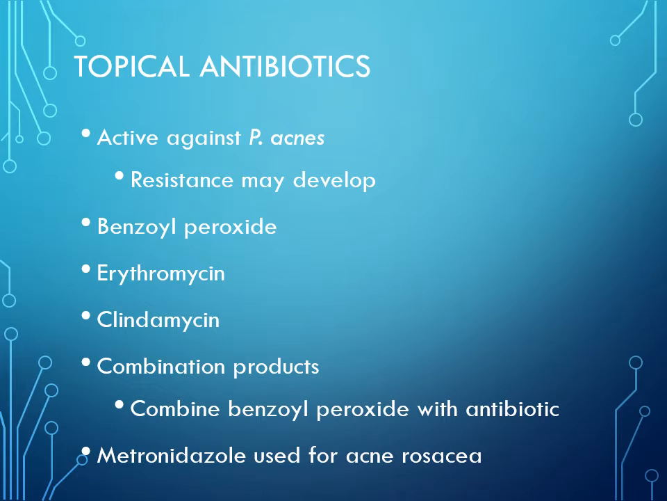Topical antibiotics are active against the P. acnes bacteria, but resistance may develop, and actually benzoyl peroxide, which is just an over-the-counter medication that anyone can get, can actually have the least amount of resistance against P. acnes. We can also use erythromycin topically, clindamycin topically. We can use combination products, which is usually what I would recommend. A benzoyl peroxide antibiotic gel works well. And metronidazole is used for acne rosacea.